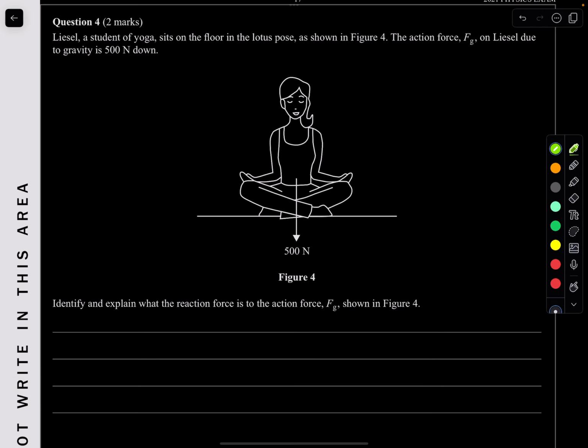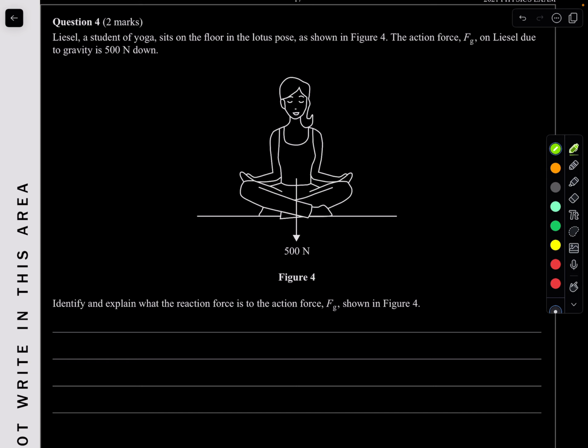Question 4. Liesl, a student of yoga, sits on the floor in a lotus pose as shown in figure 4. The action force, the force of gravity on Liesl, is 500 newtons down. Identify and explain what the reaction force is to the action force shown in figure 4.